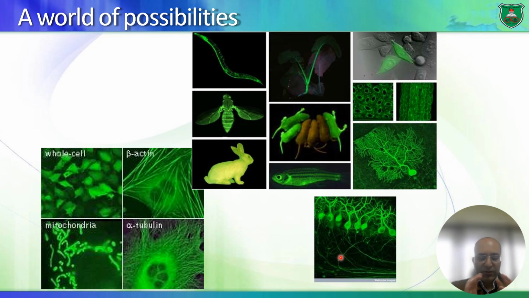We can understand the morphology, the structure, the shape, the organization of tissues and organs, and even whole organisms. Anyhow, these are some examples, just to show you the things that we can do with the green fluorescent protein.